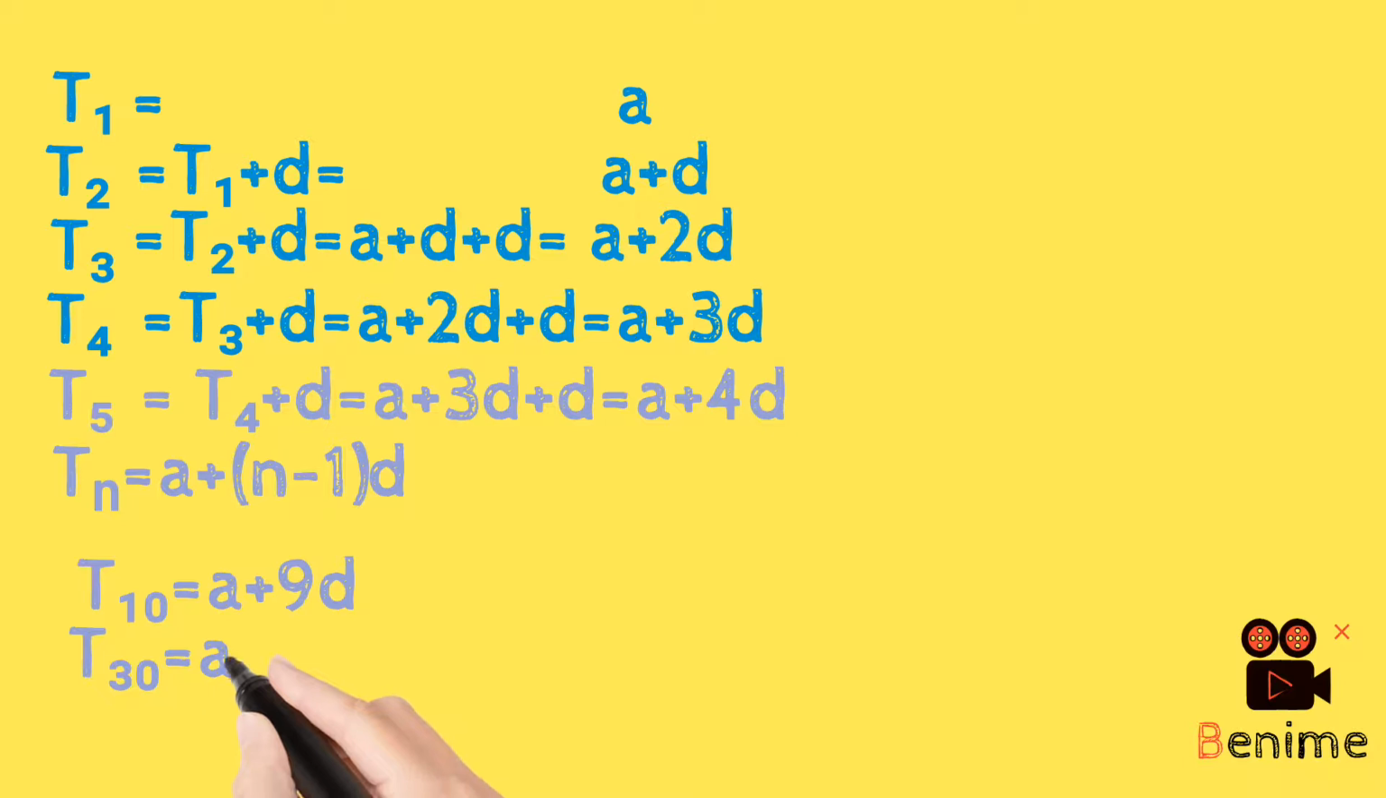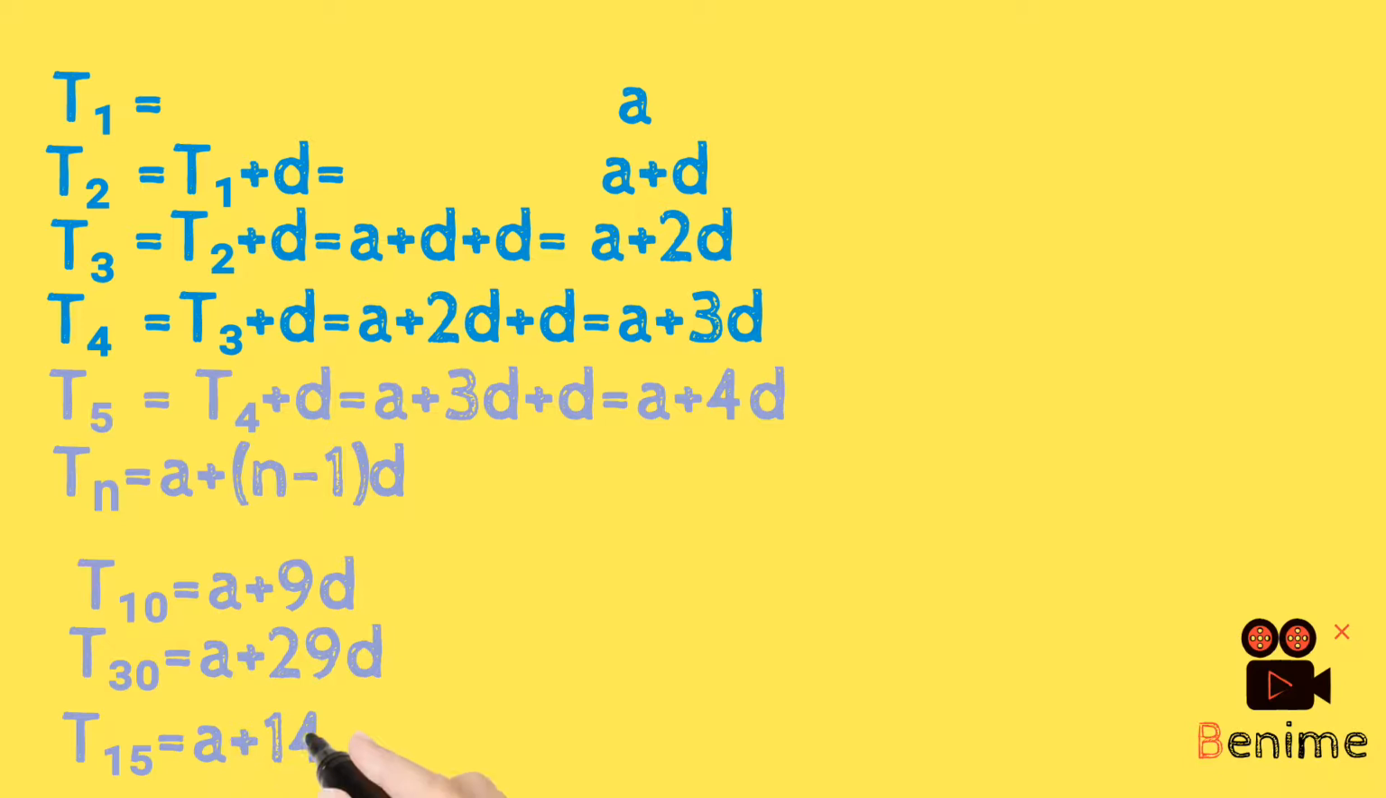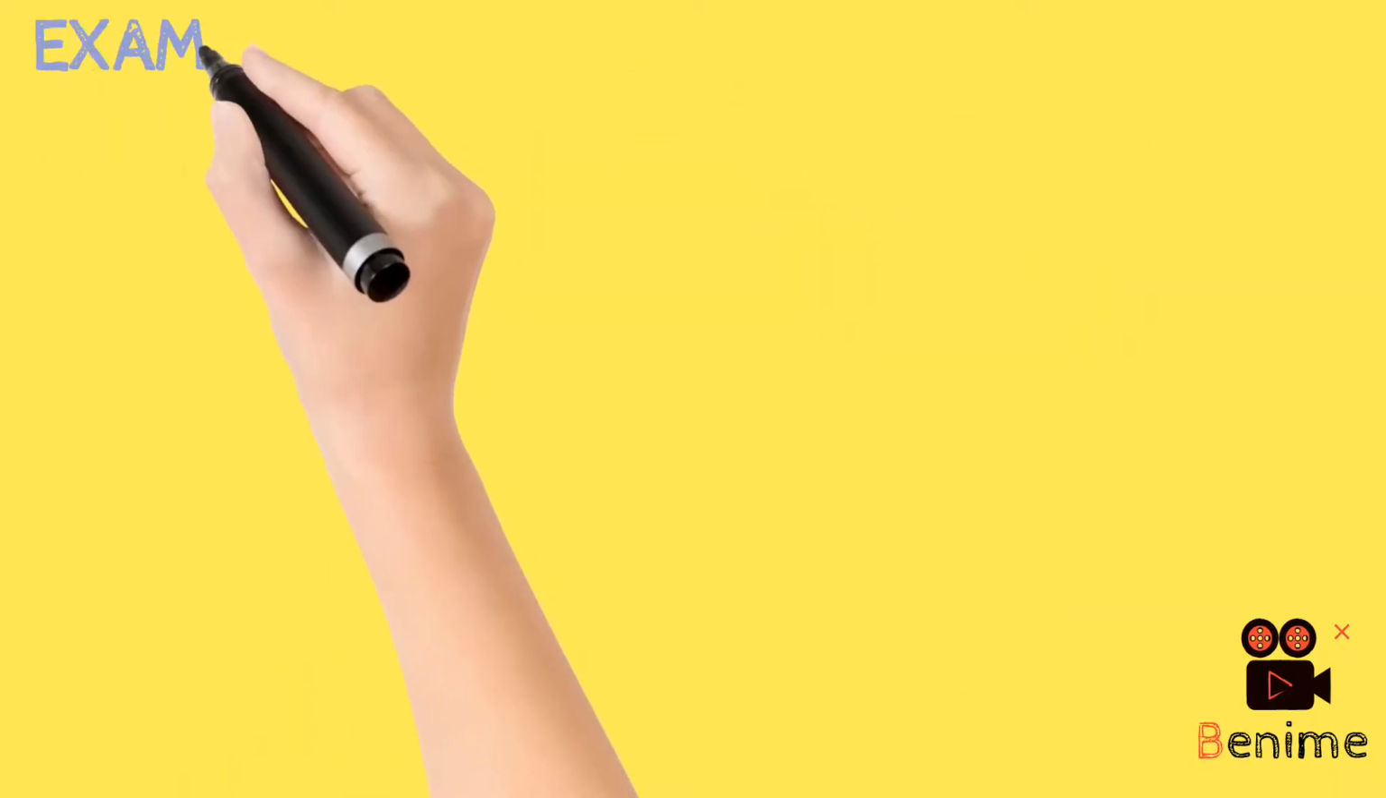If you're looking for the 30th term, it will be A plus 29D. If you're looking for the 15th term, it will be A plus 14D. That's the easy way to do it. So let's look at some examples.